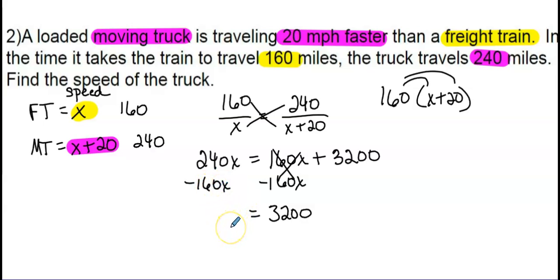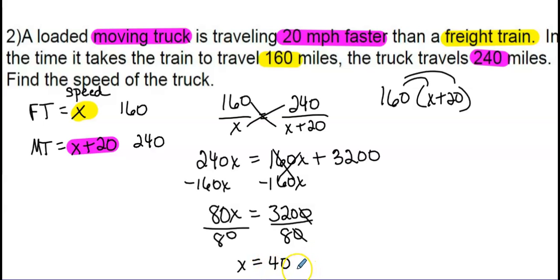It's not 90. I'm looking at the wrong problem. Sorry, my problems are so small on here, I can barely see them. It's 80X. Oops, 80X. Divide by 80. Those two cancel. 320 divided by 8 is 40. All right, now X is 40.